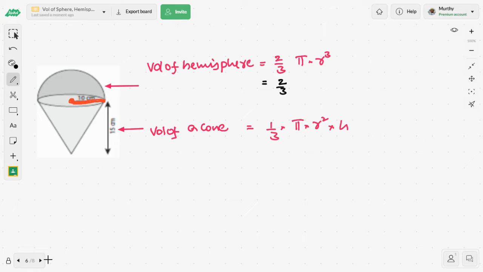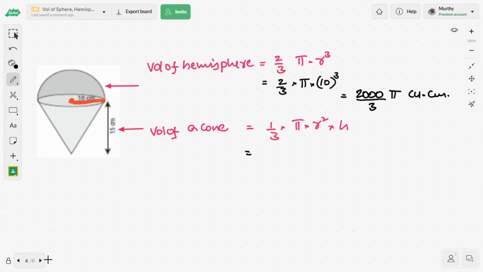Therefore, it is 2/3 times pi times radius 10, therefore 10 cube. Here I'm taking my calculator and computing 2/3 times 10 cube. I know that 10 cube is 1000, therefore it is 666.666. Or else you may write it as a fraction: 2000/3 pi cubic units. So here the units are centimeters.